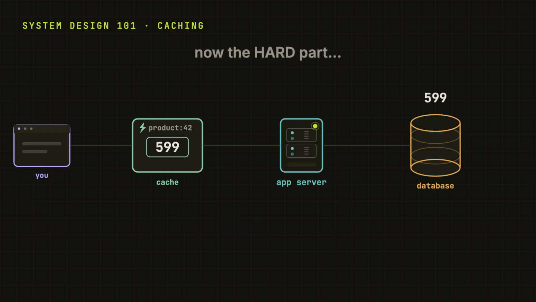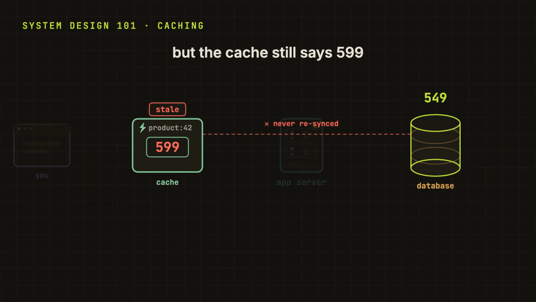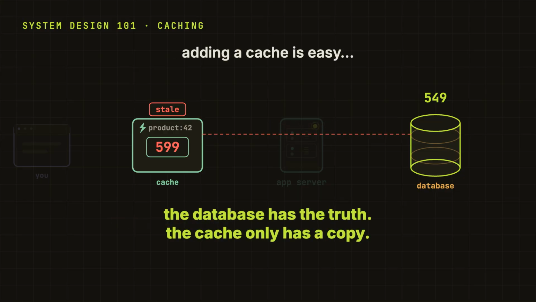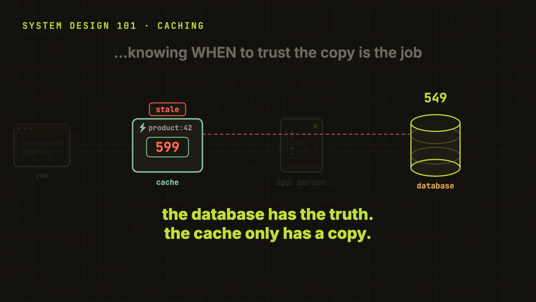Back in the database, let's say the seller changes the price. 599 becomes 549. The database now says 549, but the cache, it is still holding 599. So it is fast and it is wrong. And that is the whole tension of this topic, right? The database has the truth. The cache only has a copy. So adding a cache is easy. Knowing when that copy is still okay to use, that is the actual job. Let's build it up properly.